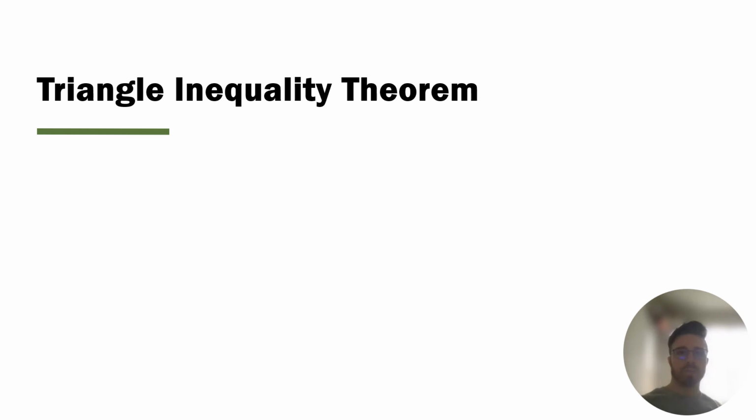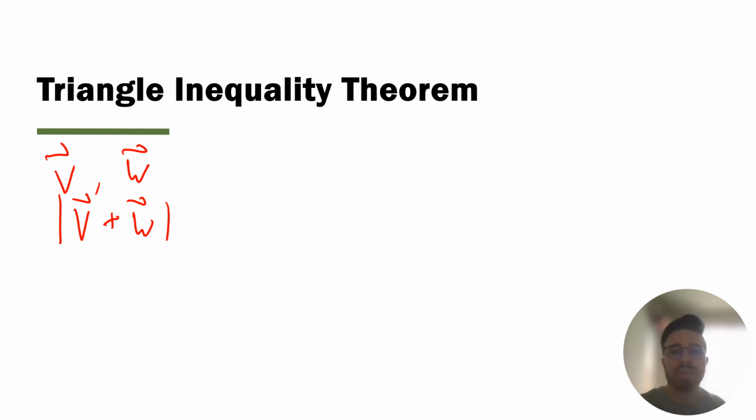Okay, so the last thing I'm going to torture you with in this video is the triangle inequality theorem. So let's say I have vectors v and w. Now, this theorem states that if I took the magnitude of v plus w, this will always be less than or equal to the magnitude of v plus the magnitude of w.